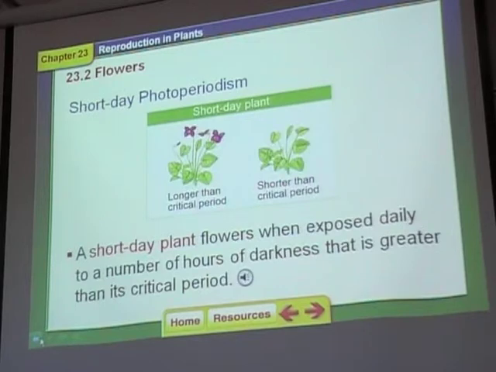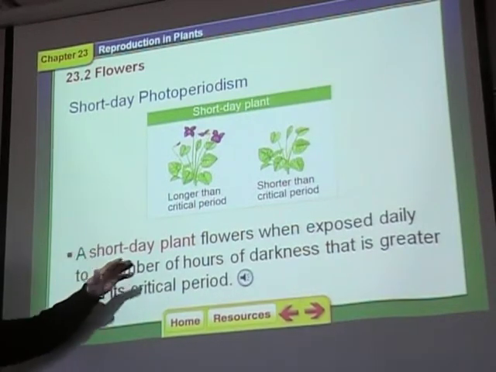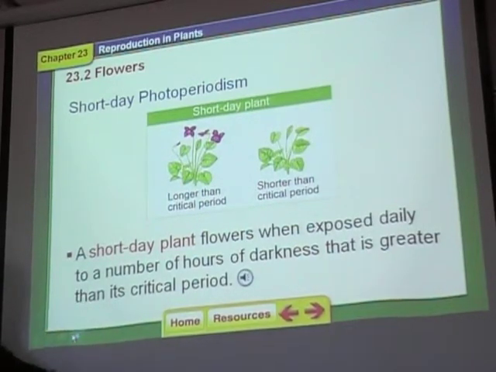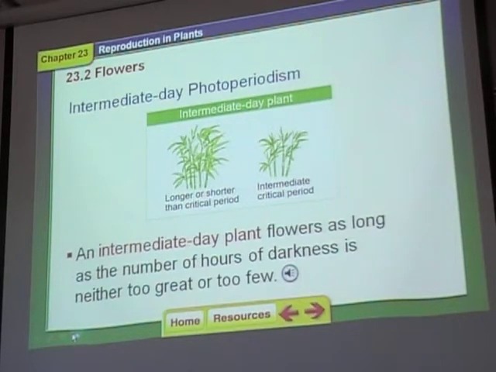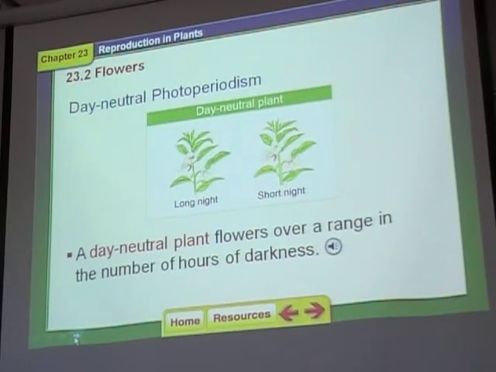So those are the 4 types. Look, 4 choices, multiple choices. You see? Multiple choice test. Short day plants flower when the day's short. Long day plants flower when the day's long. Intermediate day plants flower when the day is in the middle, not too short or not too long. Day neutral plants don't even care about the length of the day. Does that make sense? Because day neutral, it's neutral, it's day ambivalent.